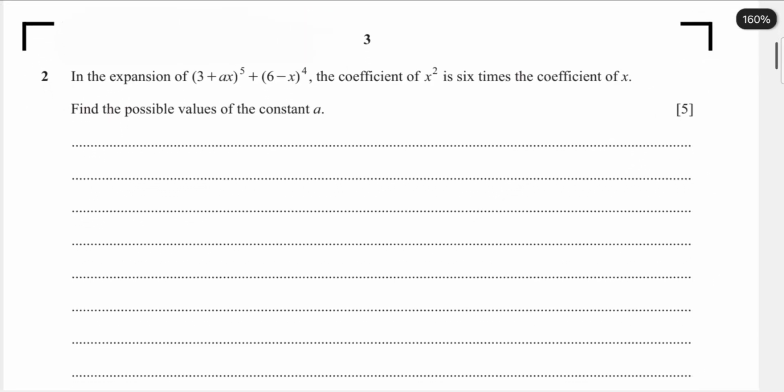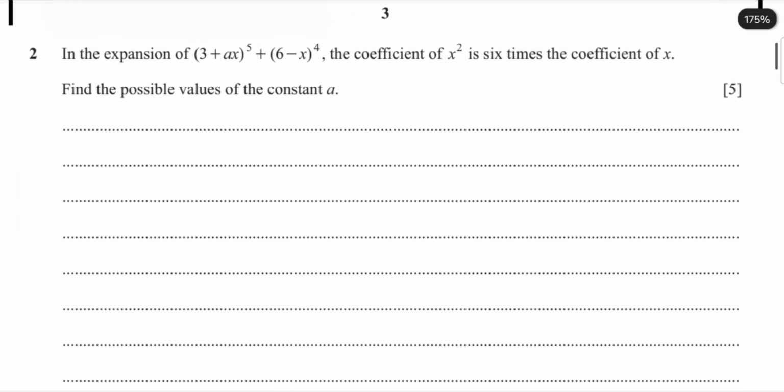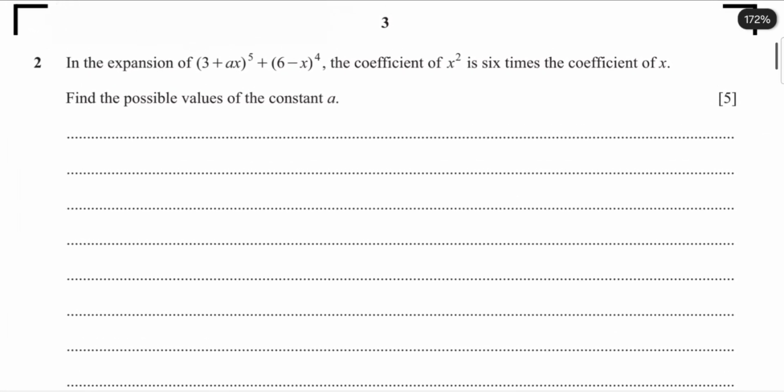Moving on to number 2. It says in the expansion of (3 + ax)^5 + (6 − x)^4, the coefficient of x squared is 6 times the coefficient of x. Find the possible values of the constant a.